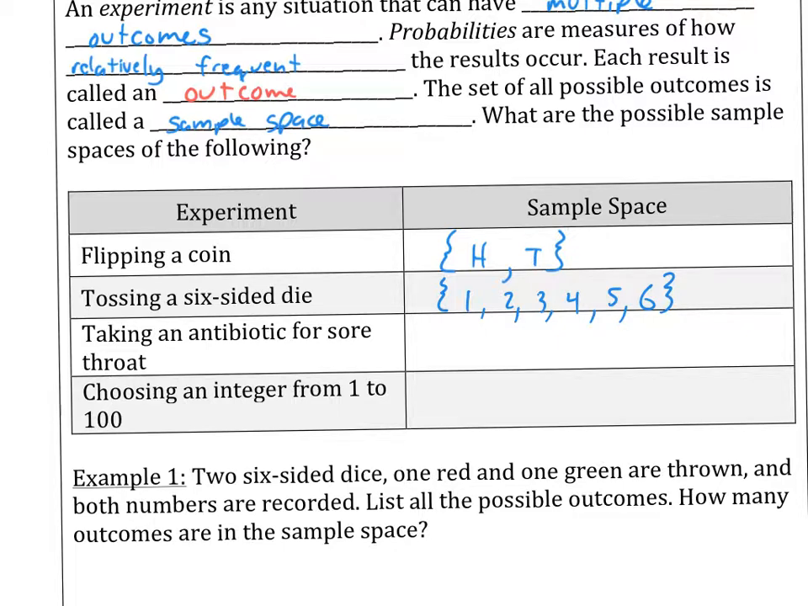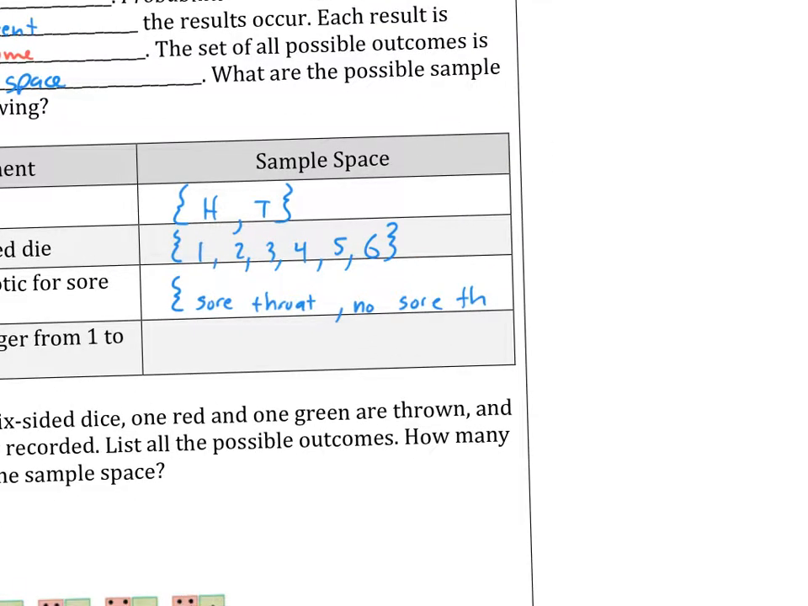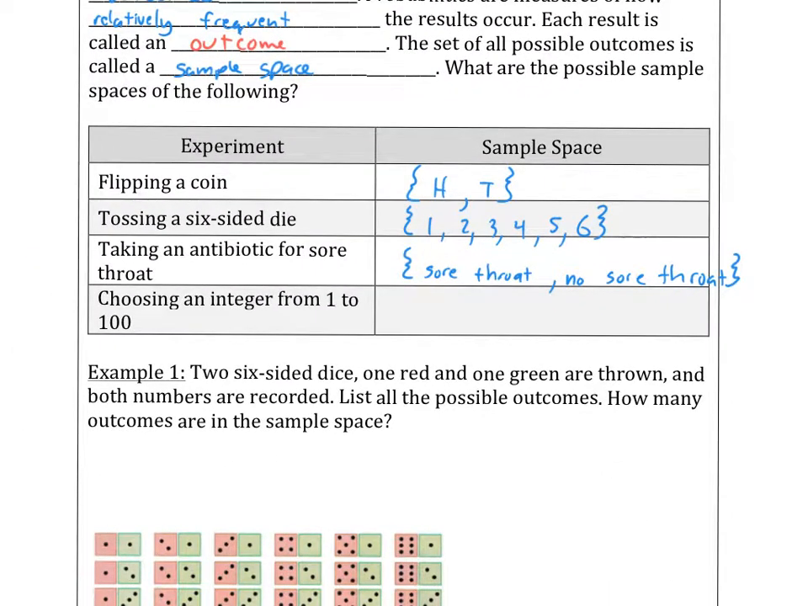Notice I'm using the brackets because just like in range and domain, we're talking about all the things that are included. What about this? You're taking an antibiotic for a sore throat. So what are the 2 possible outcomes? Sick or not. Works or it doesn't. So a possible outcome is sore throat remaining, or just stay sore throat, and then healed or no sore throat. You could say that it works here for the no sore throat, and it doesn't work over there.